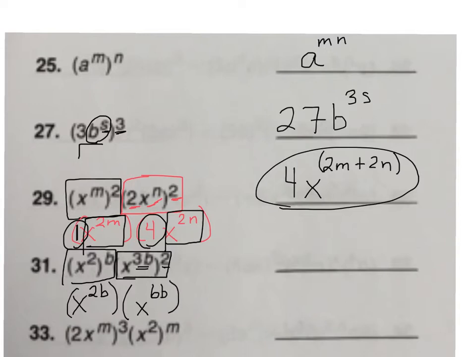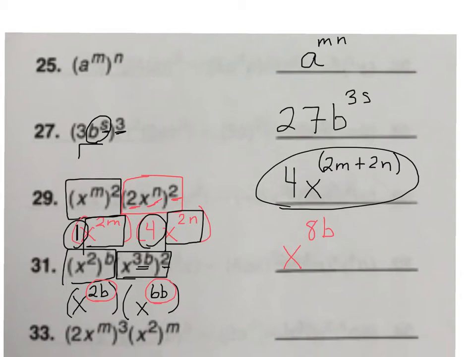Now, do I have like bases? Because I can't multiply these if I don't have like bases. Do I have like bases? I do. And so I'll say it's x, and then I got to add the exponents. What is 2b plus 6b? 8b. So there's your answer right there.